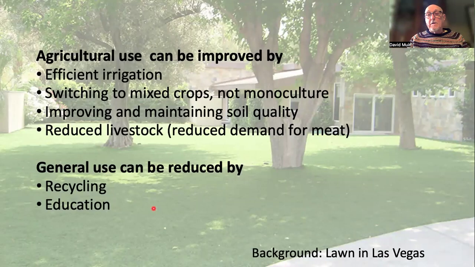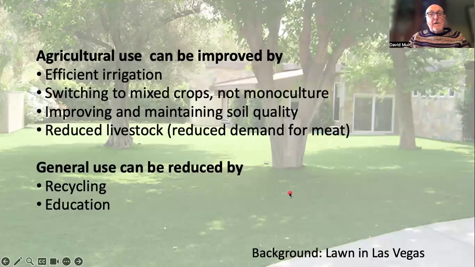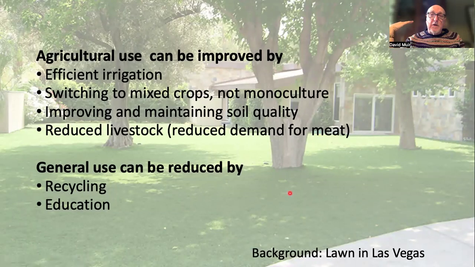Agricultural use, we can improve agricultural use prodigiously by having efficient irrigation, by not wasting water, by not spraying in such a way that we lose most of the water to evaporation and not to serving the plants that we're spraying it on. But farms should be switched to mixed crops, not the monocultures that we discussed before. And this is particularly important because one of the ways to conserve water is to improve soil quality, to improve the ability of soils to store water so that you do not have to irrigate so much.